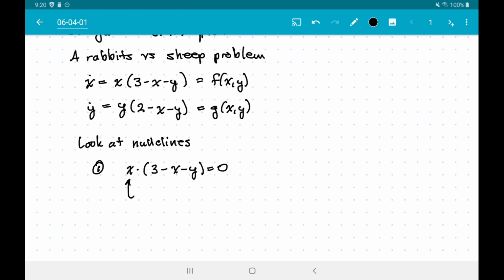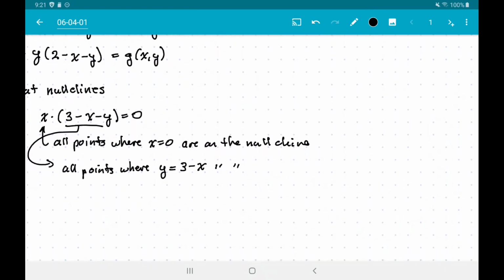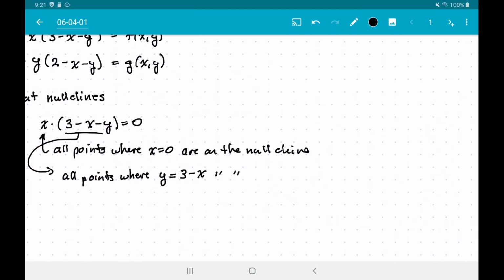Well, since x is a factor, all points where x equals 0 are on the nullcline. And also, all points where y equals 3 minus x. Okay, so let's sketch those and see what happens.